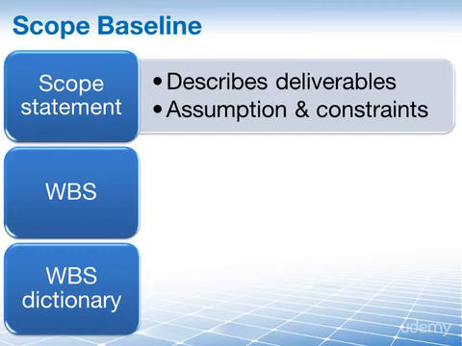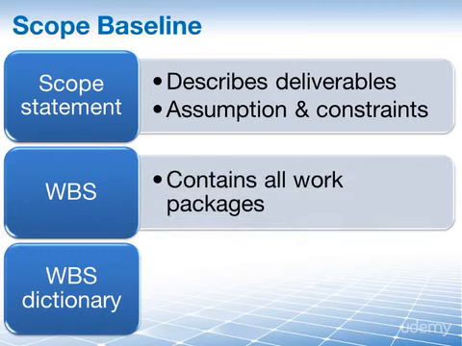Then the second part of the scope baseline is the WBS. This contains all of your work packages that you must deliver in order to complete the project. The work packages, again, are at the lowest level of your WBS. We will take these components, these work packages, and then break them down into individual tasks, into schedule activities. But I'm getting ahead of myself. That will happen during the application of tools and techniques. We'll see that in just a bit.